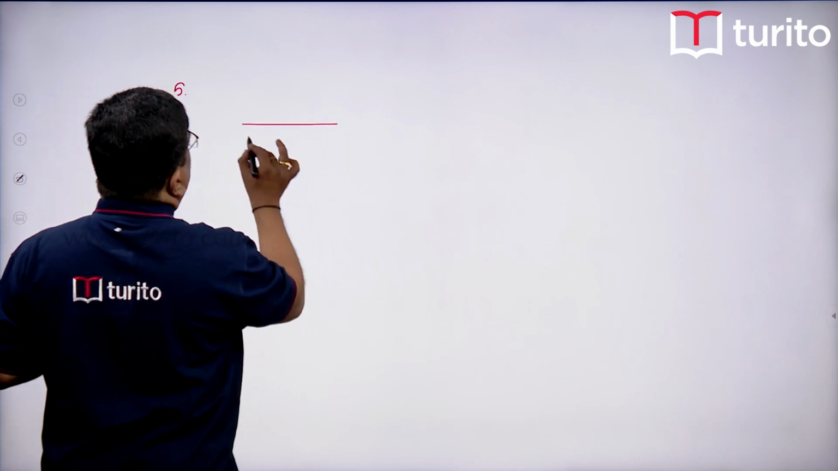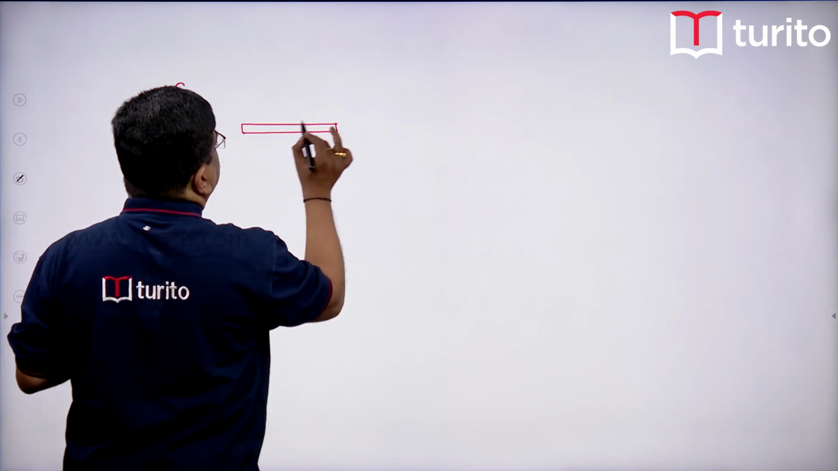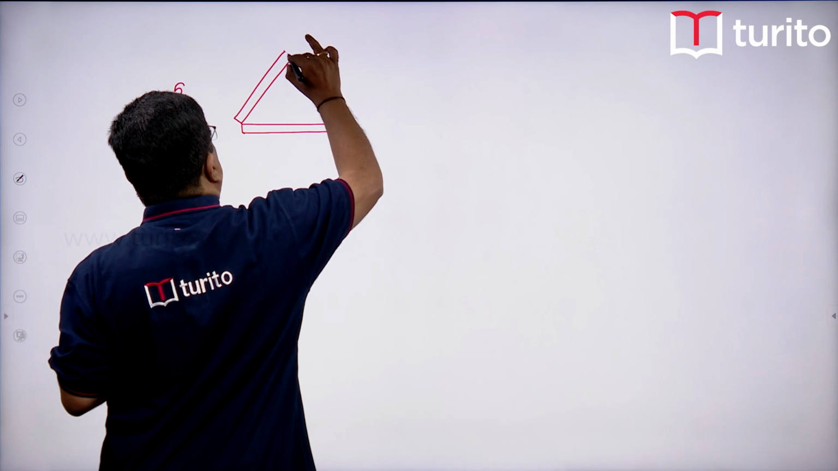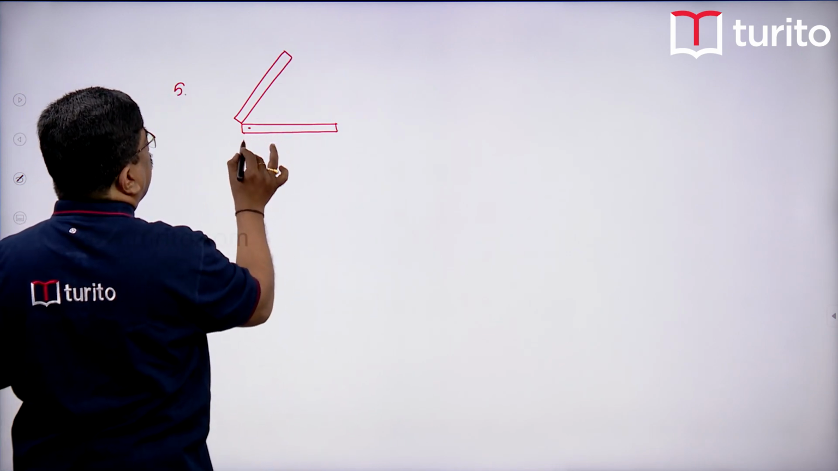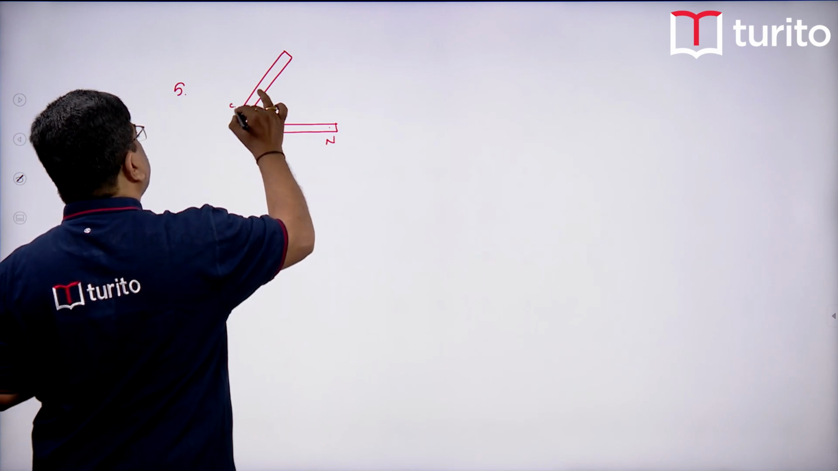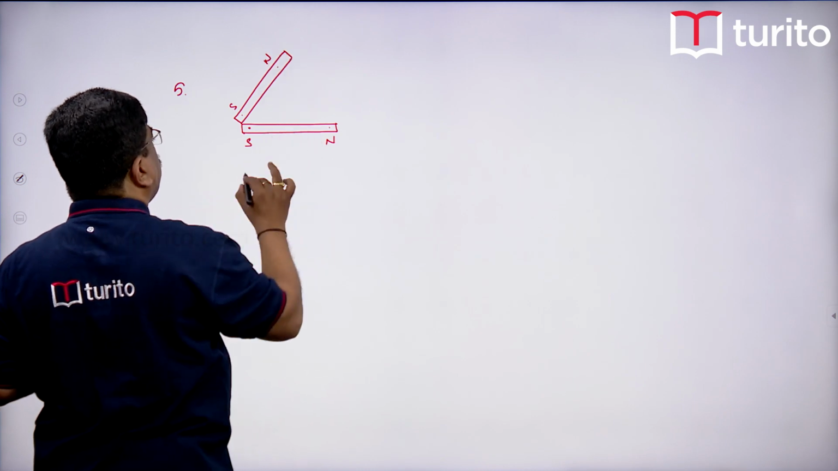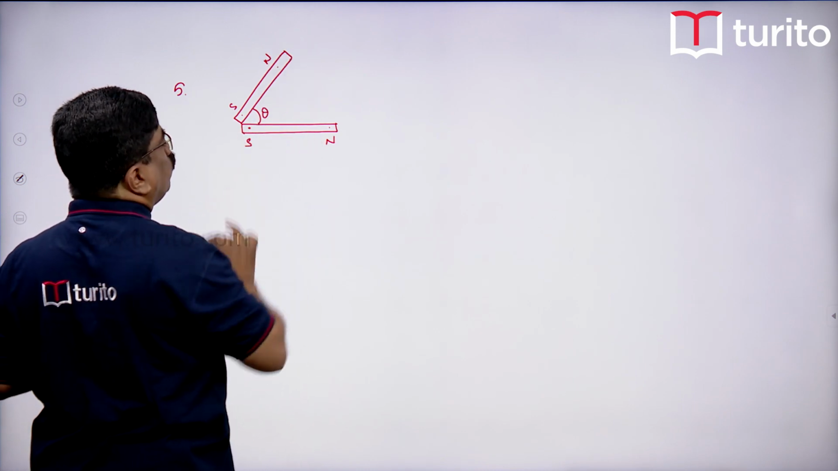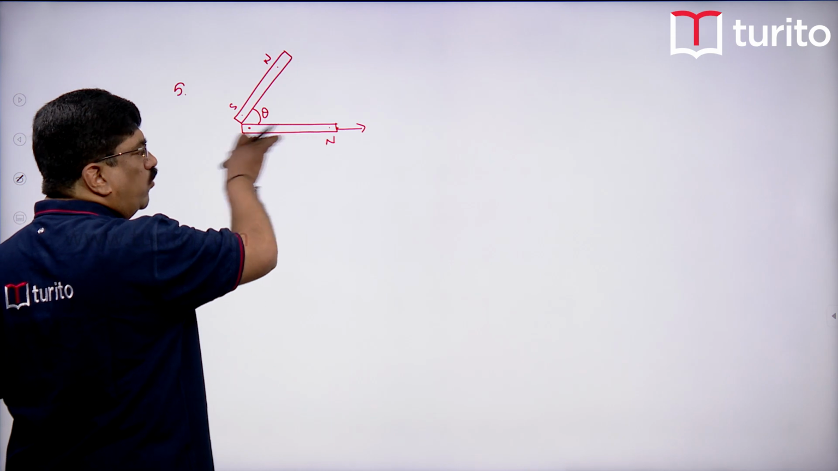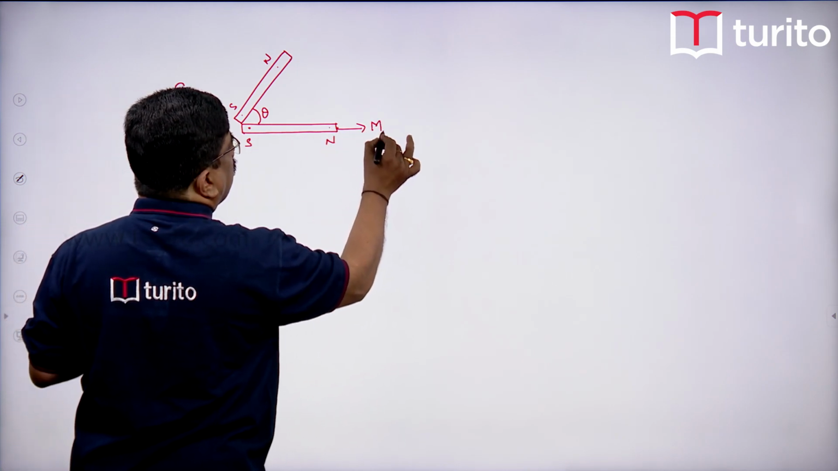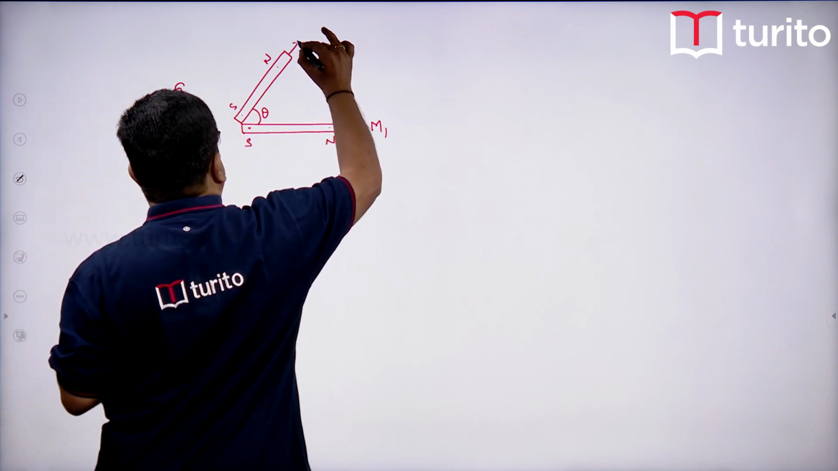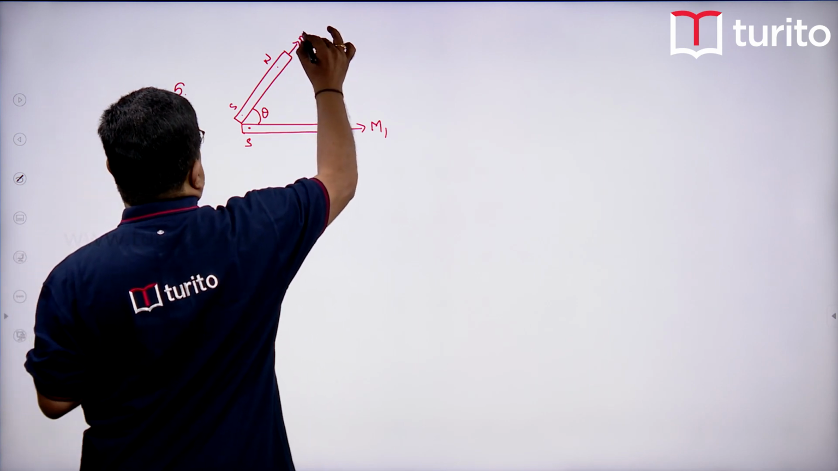Let us suppose there are 2 bar magnets. This is the first one and this is the second magnet. Both are kept like this. Say for the first one this is south pole and this is north pole. For the second one this is south pole and this is north pole. Let us suppose the angle between these 2 magnets is theta. For the first magnet, magnetic moment from south to north, let it be M1. For the second magnet, magnetic moment south to north, let it be M2.